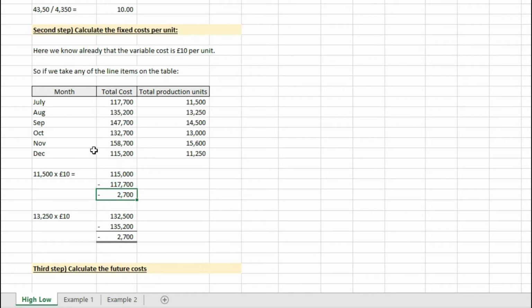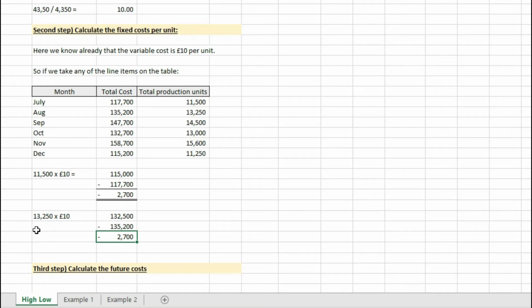If we did this again for any of the others on the table, so this 13,250, if we times that by 10, we get 132,500. And if we take that off the total cost, this 135,200, we again get 2,700 for fixed costs. So it really is just as simple as that.